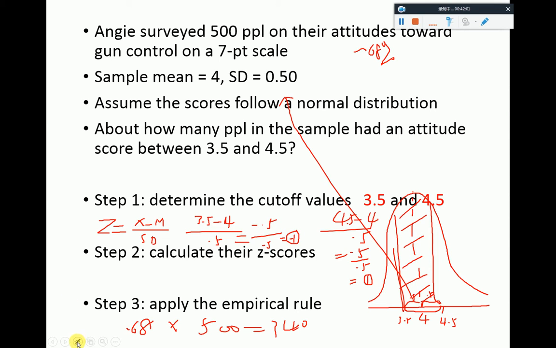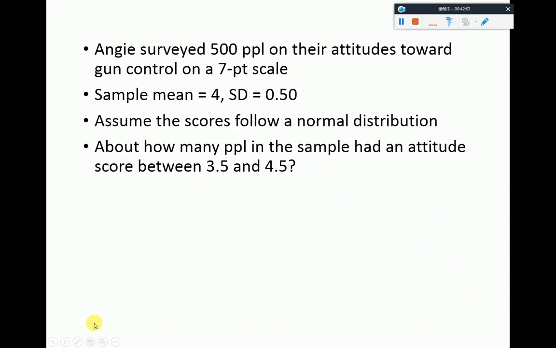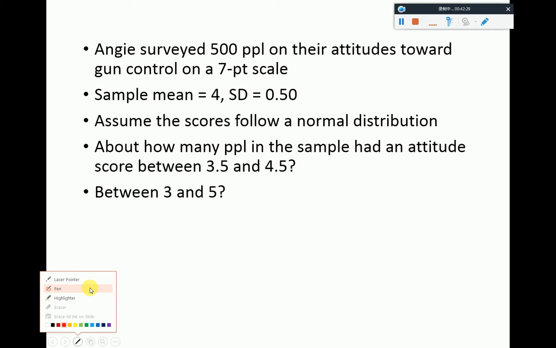Of course, some of you might be confused. This is our first question. The second question, how many people in the sample would score between 3 and 5 instead of 3.5 and 4.5? Okay, so you should pause right now and try to solve this question for yourself before hearing my answers. But let's work out this question together.